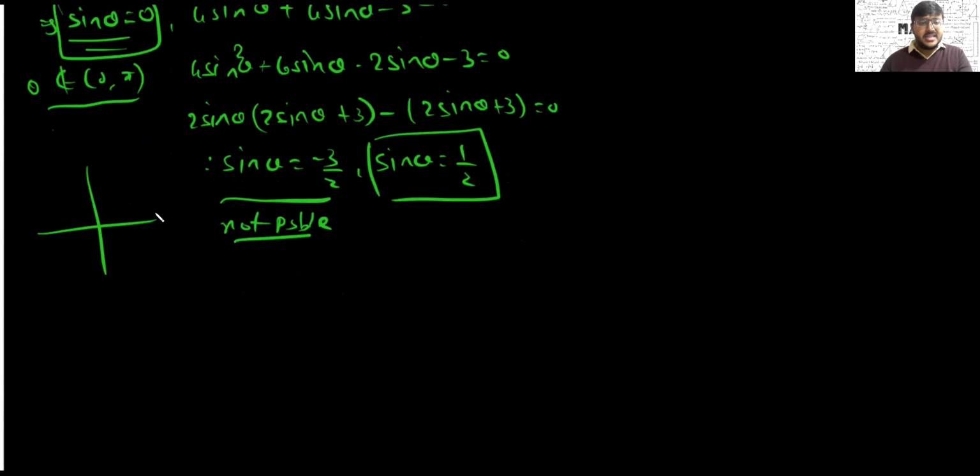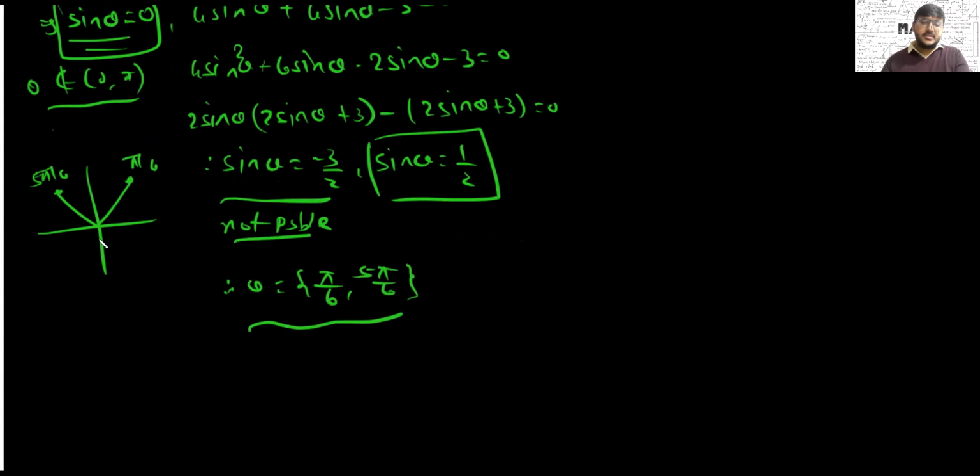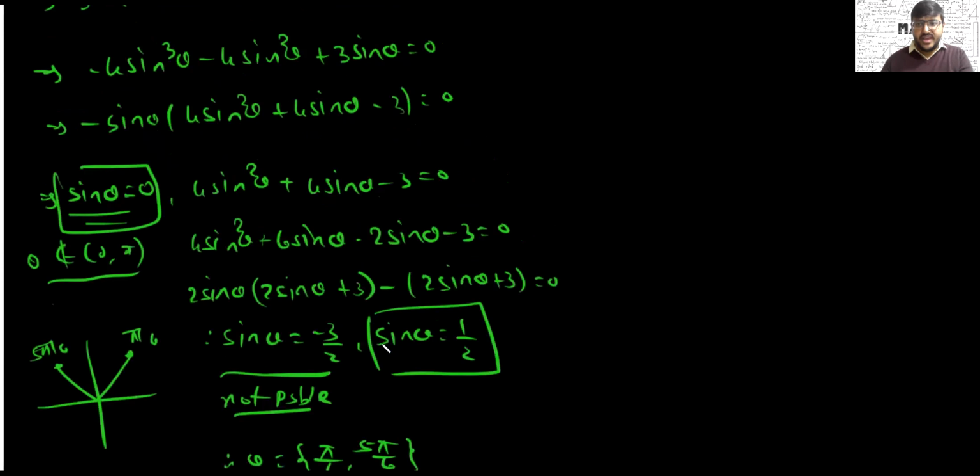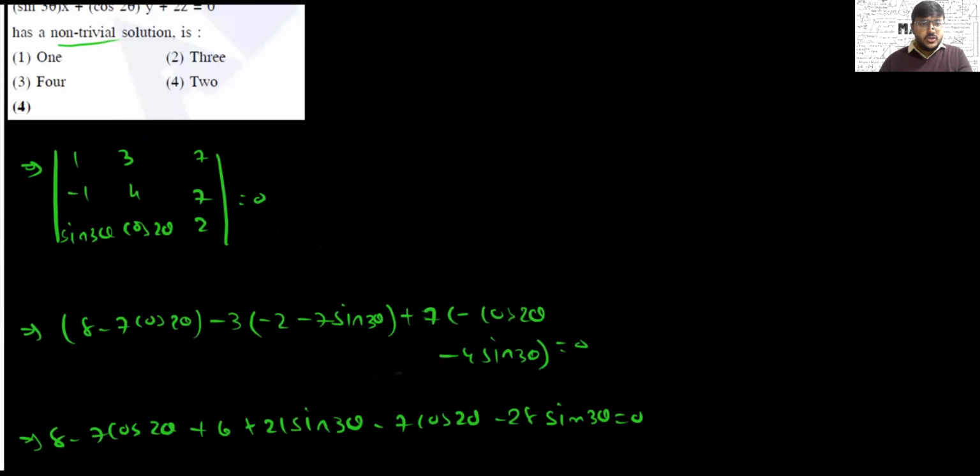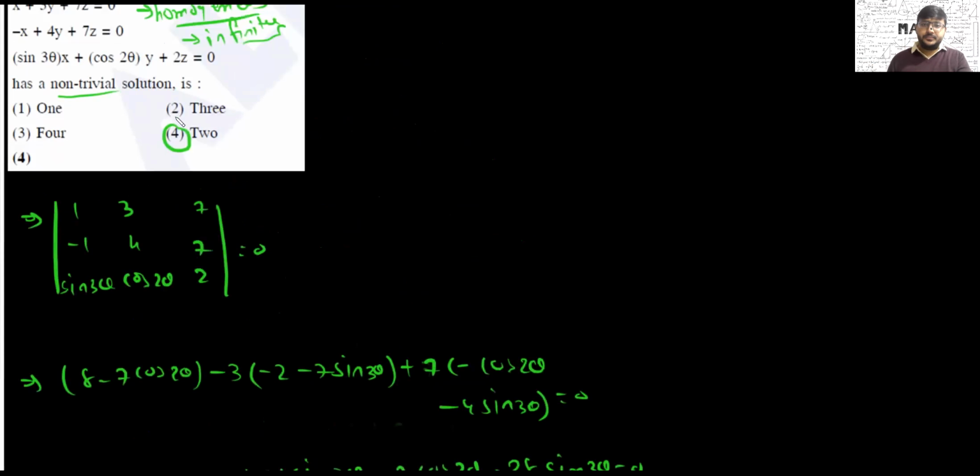And as sinθ is 1/2, it can be either in the first quadrant or in the second quadrant, with either π/6 or 5π/6. Hence θ has only two values. First is π/6 and second is 5π/6. So we'll get two values, and just check, this is the same option we have, that is, two values are possible.